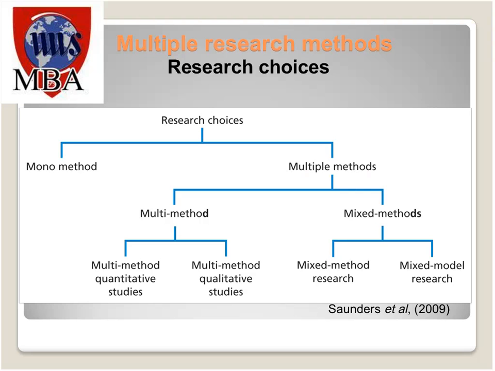Here we can also see that we have mixed method or multi-method, qualitative and quantitative. This is the research choice: you can choose one of them or mix them. If you remember the research choices we talked about today, exploratory, explanatory, and descriptive, you can use one of them or mix them. Also, you can use qualitative or quantitative, or a mix of them.